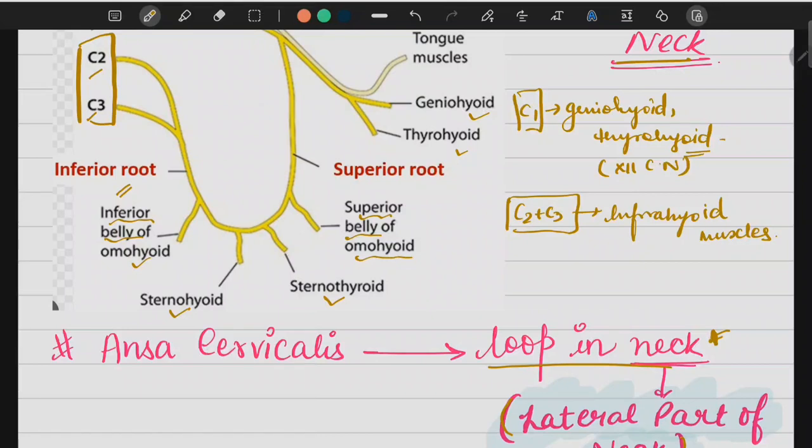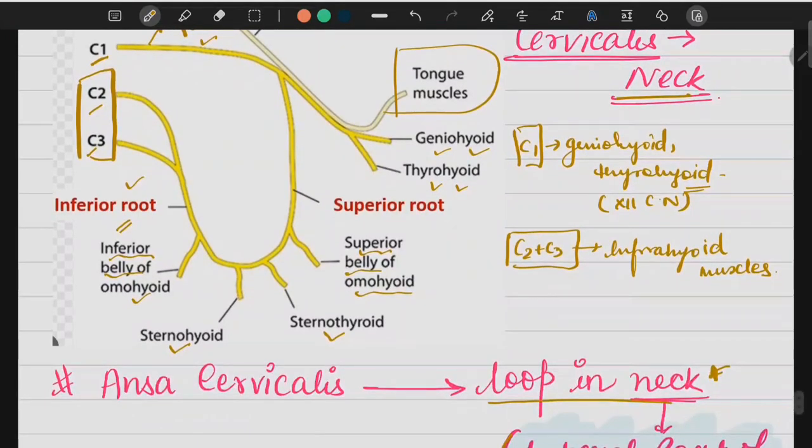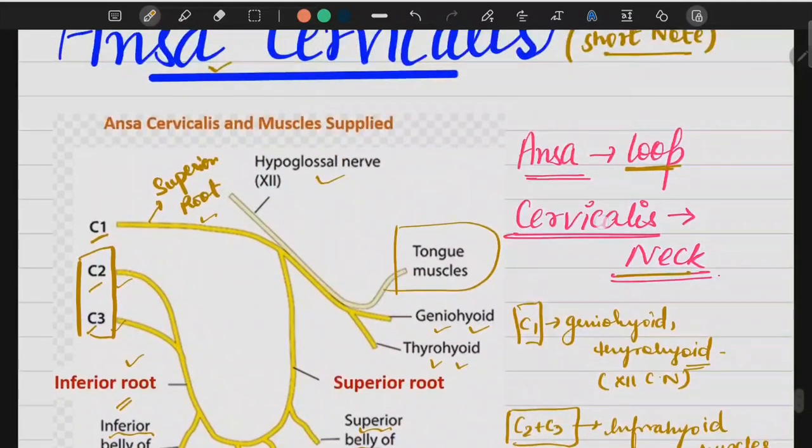So this was all about the Ansa cervicalis. It is a very small topic. These different C1, C2, C3 rami are going to form the superior and inferior root, and now they are going to supply different muscles, okay. The superior one will supply the geniohyoid and thyrohyoid, some other tongue muscles, and the 12th cranial nerve is passing through it. Then we have the inferior root, which is constructed by C2 and C3, which is giving rise to the infrahyoid muscles: the omohyoid, both the bellies, the sternothyroid and the sternohyoid. So this was all about Ansa cervicalis.